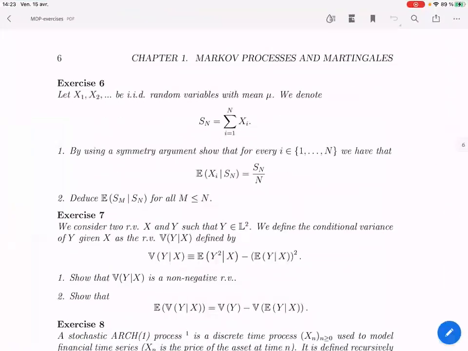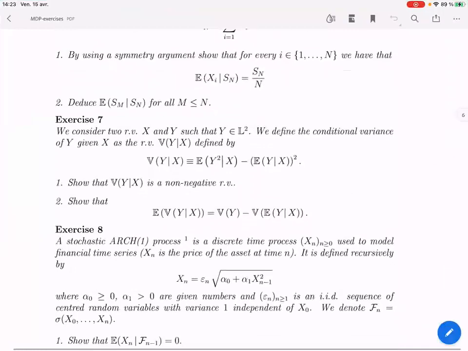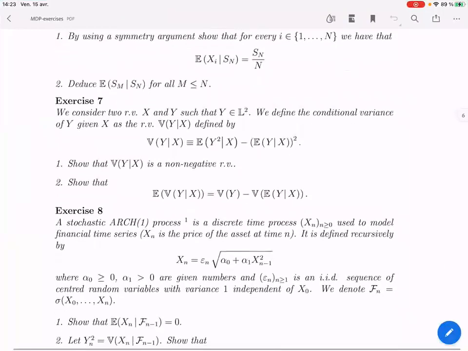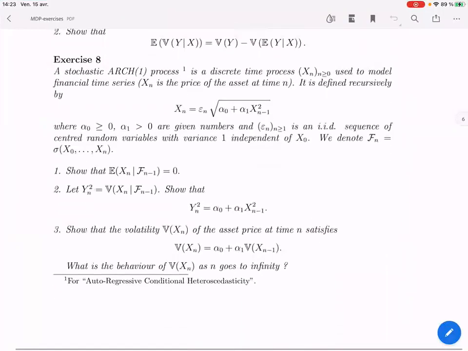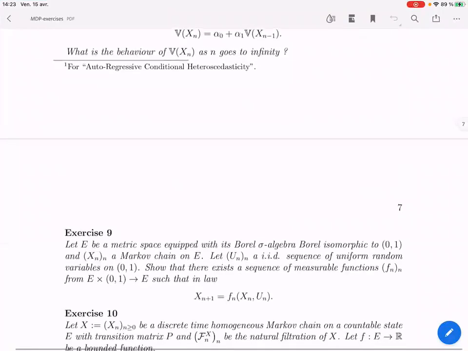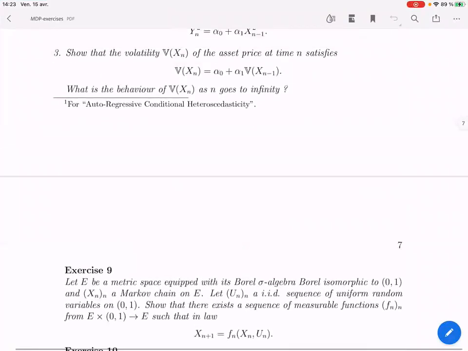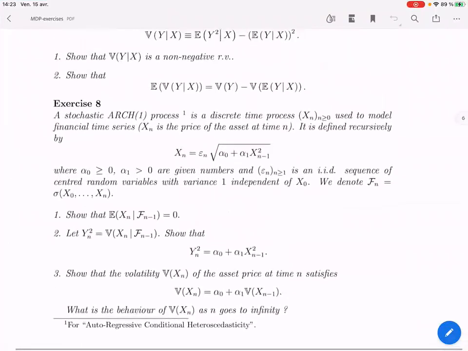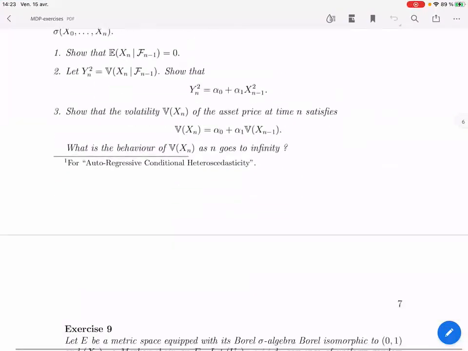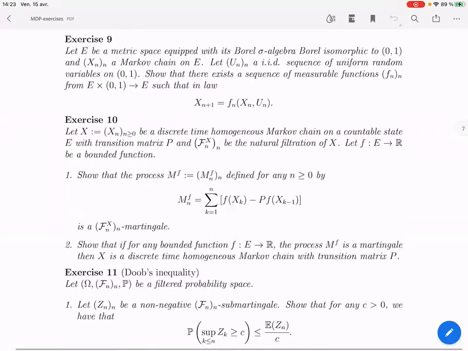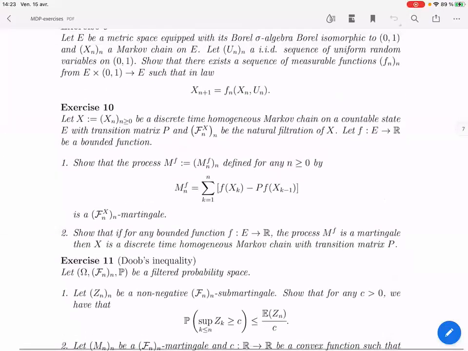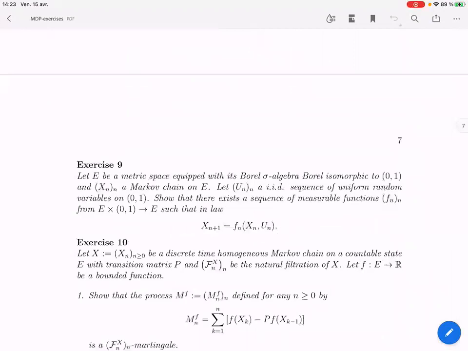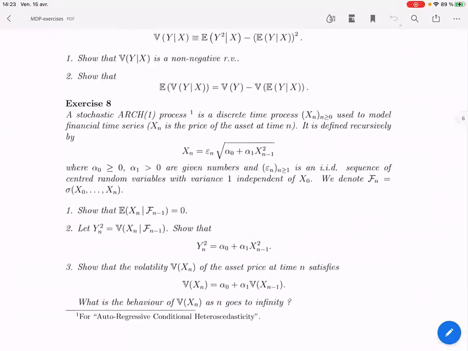So let us come to something maybe more involved. Probably it's better to do this one before.